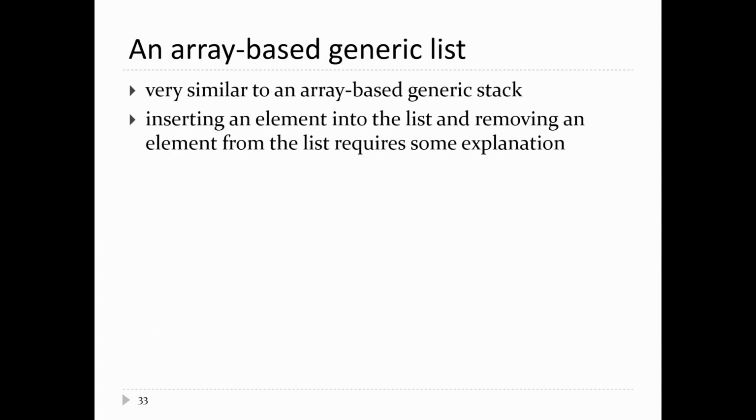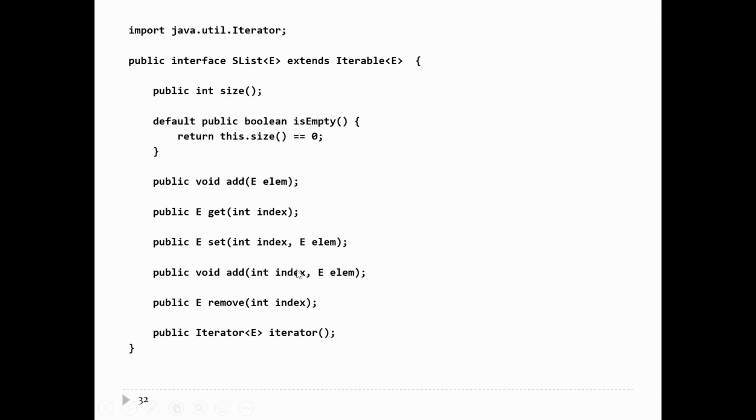Okay, so an array-based generic list is pretty similar to an array-based generic stack. The only complicating issue is this version of add, this remove, and of course iterator. When you insert into the middle of the list, you have to move elements over to make room for the inserted element. When you remove an element from an array-based list, you have to remove the element and then move elements back over one position in the array so that you don't have empty spots in the array. So inserting and removing are slightly more complicated compared to the stack and queue methods.